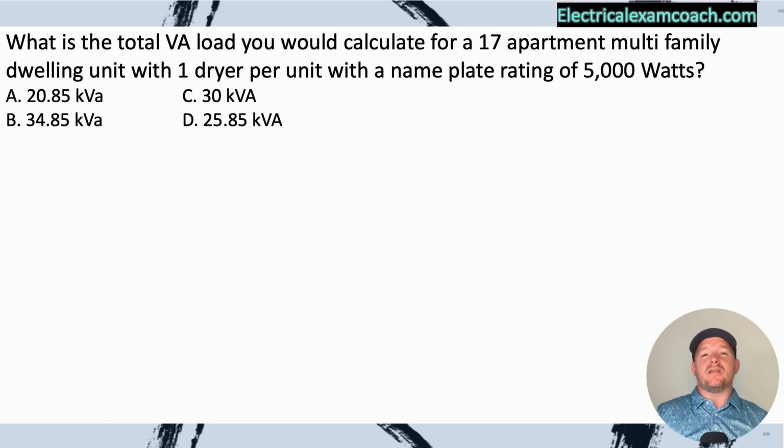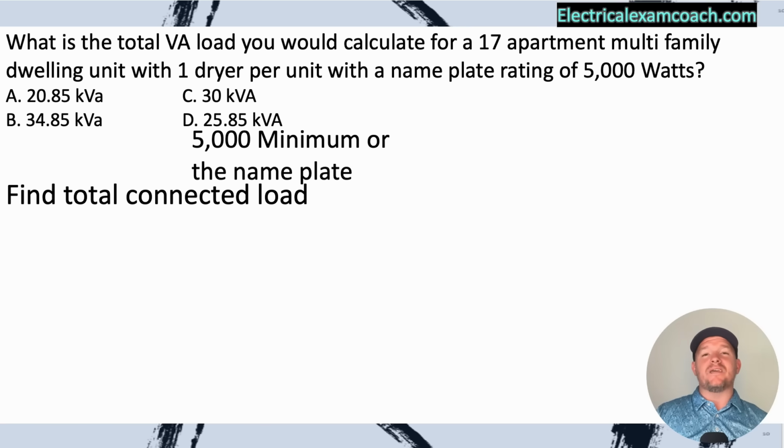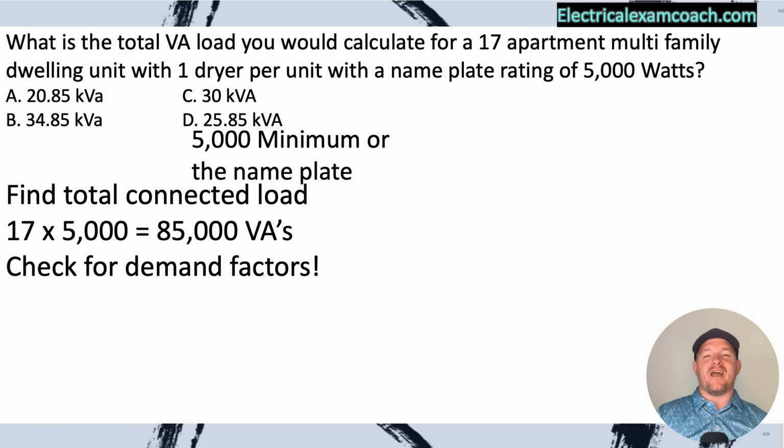What is the total VA load you would calculate for a 17-apartment multifamily dwelling unit with one dryer per unit and a nameplate rating of 5,000 watts? Step 1, find the total connected load. Well, we've already met our 5,000 minimum, so we can move on. We take our 17 units multiplied by 5,000 each, and that gives us our starting load of 85,000 VAs. Now we check for demand factors.